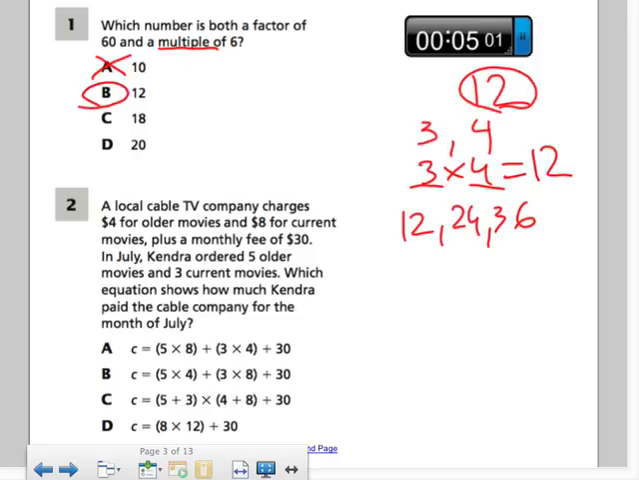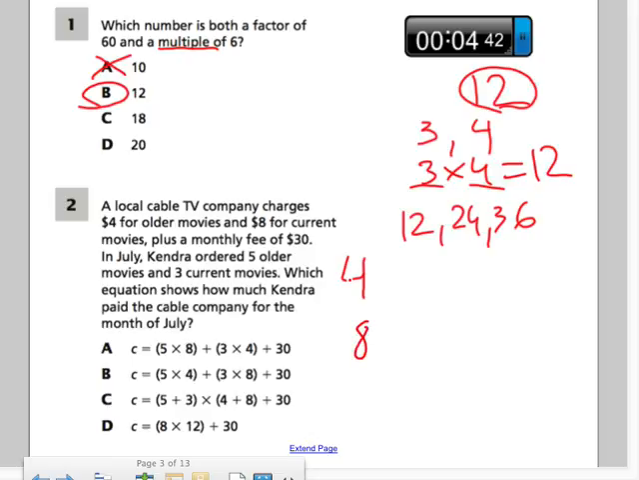This one I'm going to start you off with, but not finish it for you. A local cable TV company charges $4 for older movies and $8 for current movies. Okay. So 4 for older, 8 for current. Current means newer movies. Plus a monthly fee of $30.